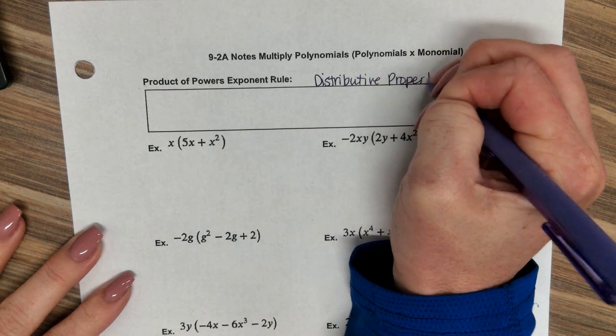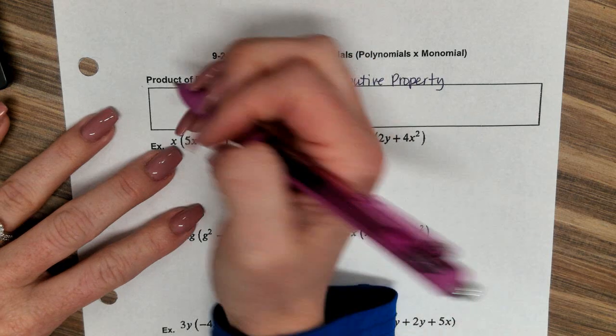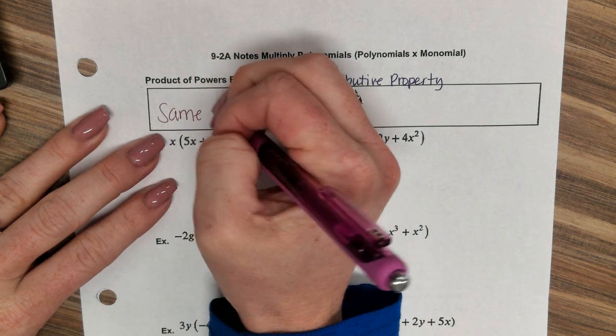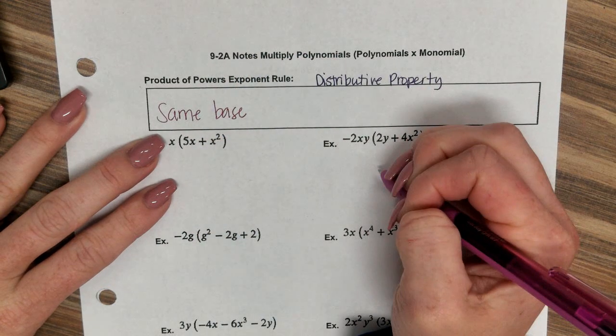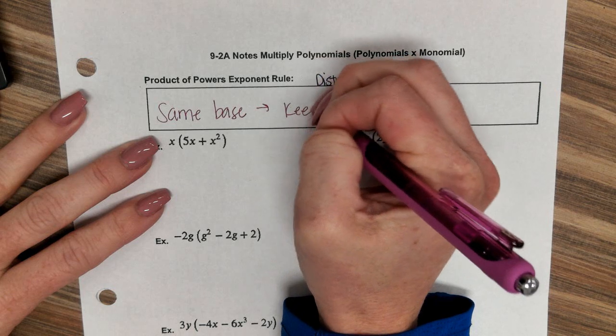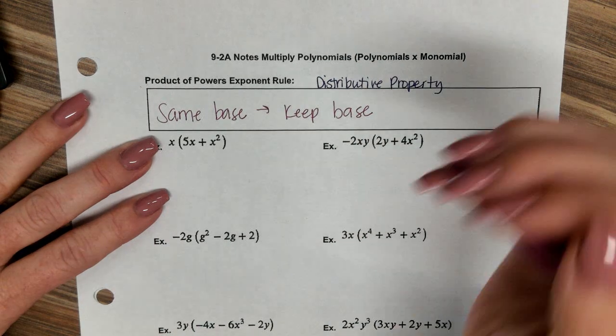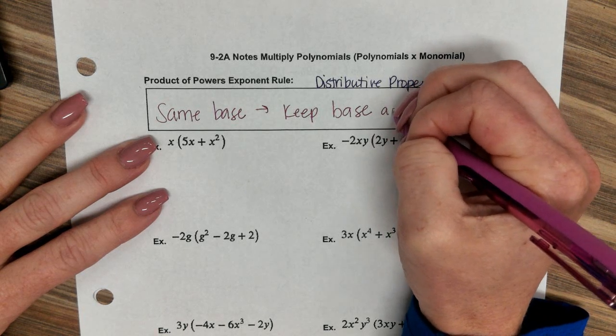property. But to do distributive property, you have to know your product of powers exponent rule because we're going to multiply across the parentheses. So write this down. When you have the same base and you're multiplying, you keep the base and do what with the exponents? And add the exponents.